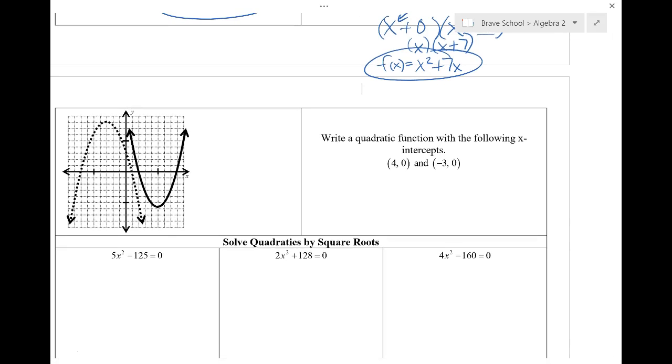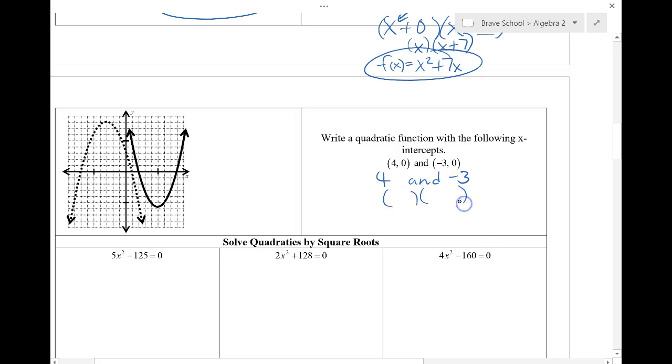Okay, now this next one says, write a quadratic function with the following x-intercepts. Well, guess what? We're doing the same thing. Remember, x-intercepts, roots, solutions are all the same. So again, here's our roots, 4 and negative 3.